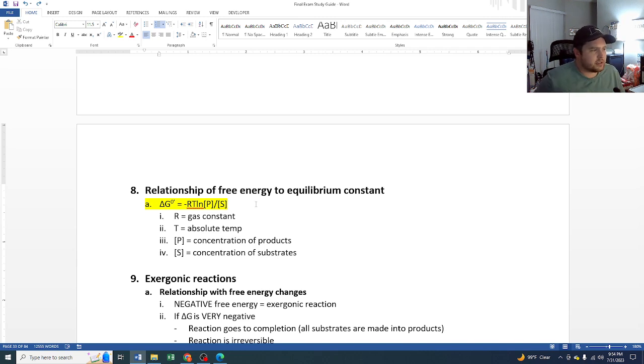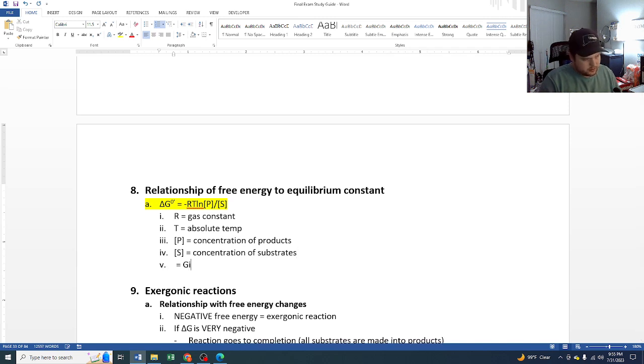So with the equations, I like to write out what all of the different things mean. The delta G, that was going to be our Gibbs free energy at standard values.